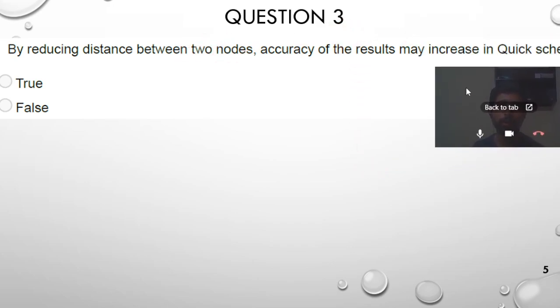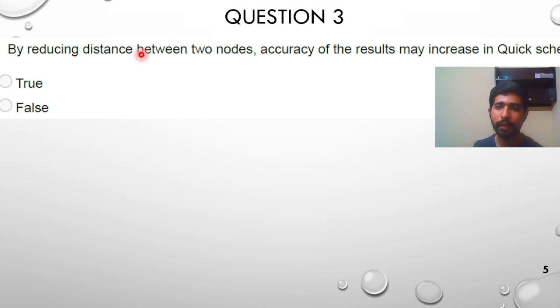By reducing the distance between two nodes, we have seen this just now in the code, so it is a direct question. I think all of you should be able to answer this because we have written the code. By reducing the distance between two nodes, which is what we did when we went from 11 to 50 grid points, what happens? The accuracy of the result may increase in the QUICK scheme. What should be the answer?